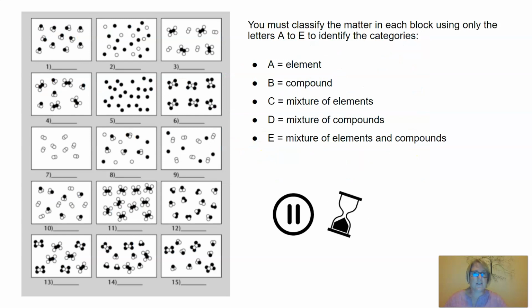This is another activity that you'll find on WorksheetCloud. Again, you'll need to pause the screen while you answer these 15 questions. You must classify the matter in each block using only the letters A to E to identify the categories. So A is element, B is compound, C is a mixture of elements, D is a mixture of compounds, and E is a mixture of elements and compounds. So here you're going to write either A, B, C, D, or E. So I'll give you a moment to get your answers down.